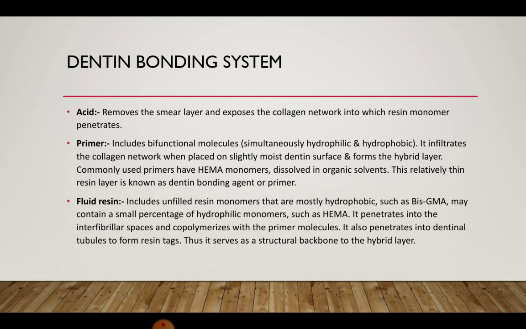Commonly used primers have hydroxyethyl methacrylate monomers dissolved in organic solvents. This relatively thin resin layer is known as dentine bonding agent or primer.